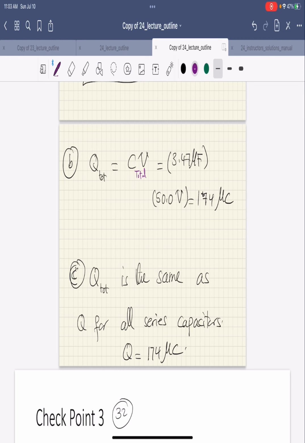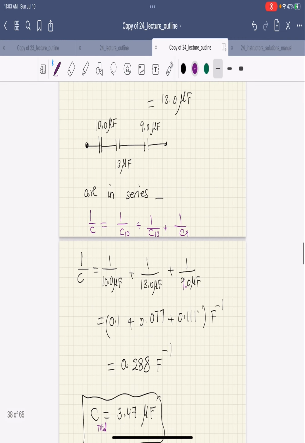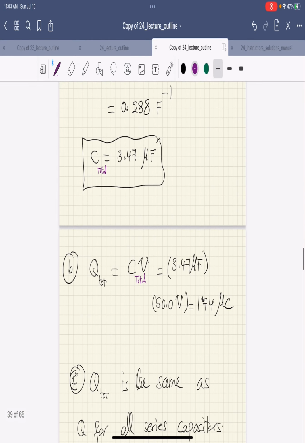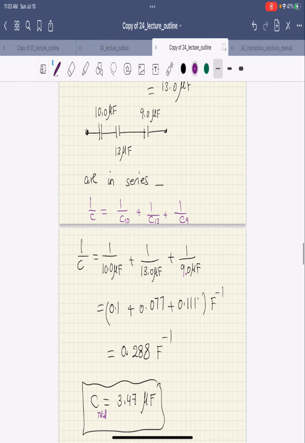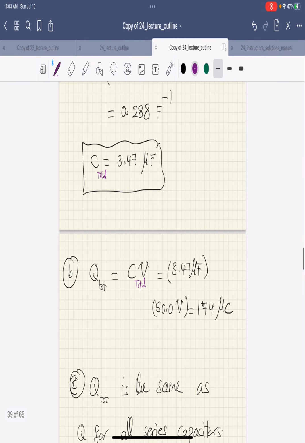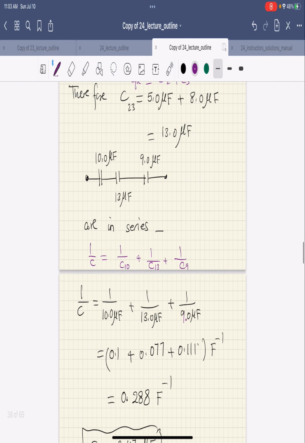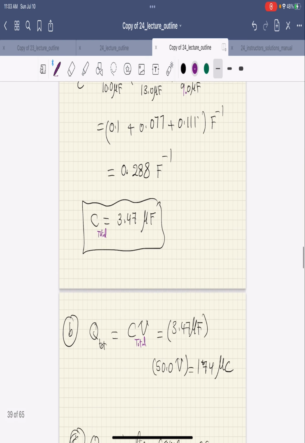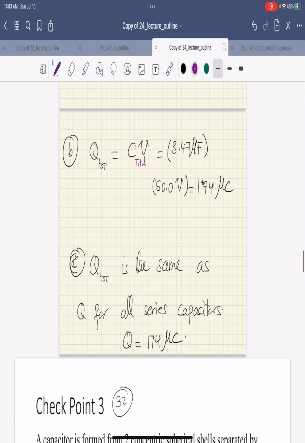Now, whenever I have capacitors that are really in series, the calculated total charge is going to be the same for all. The question is asking about the 10 and 9, and I will say Q total is the same for all series capacitors, and that is 174 microcoulombs, of course, but the voltage is different in series.